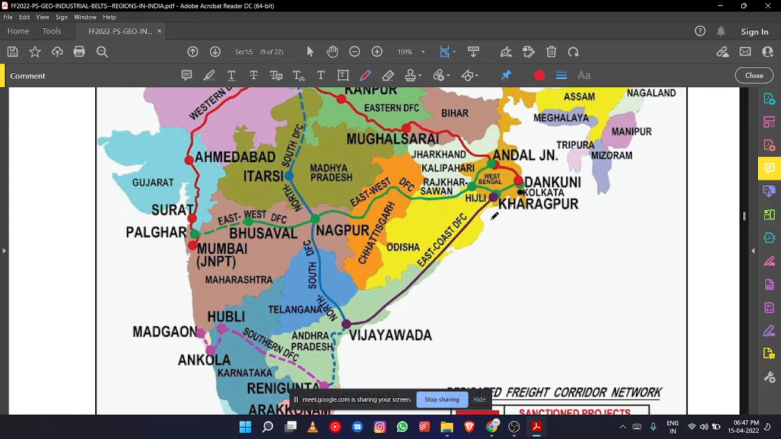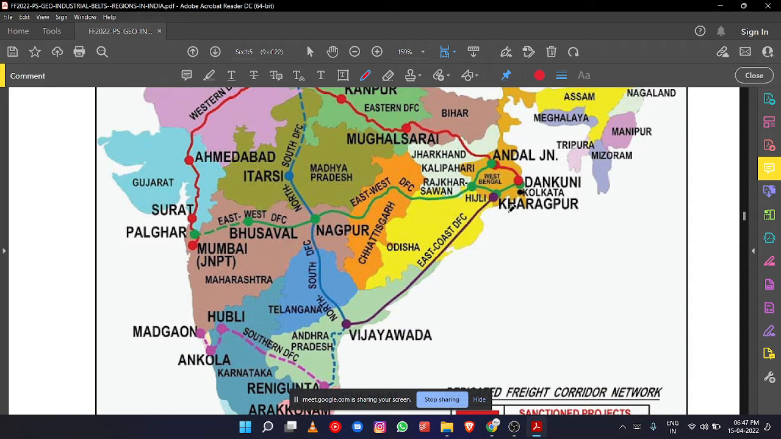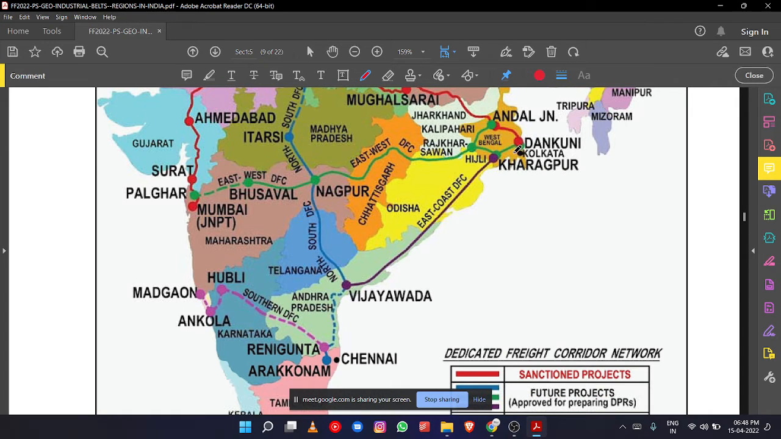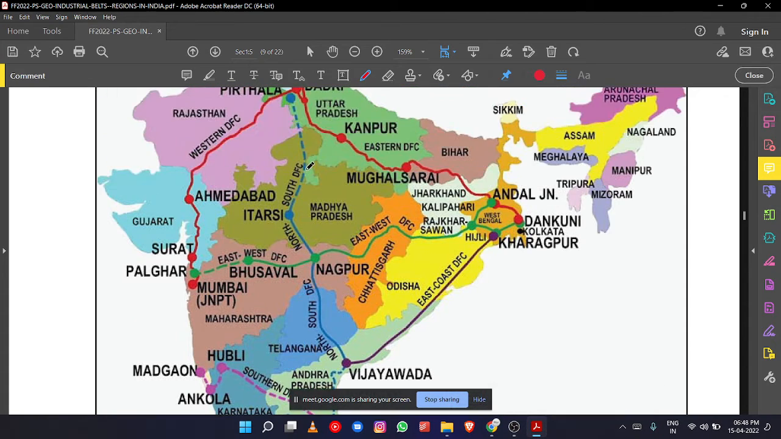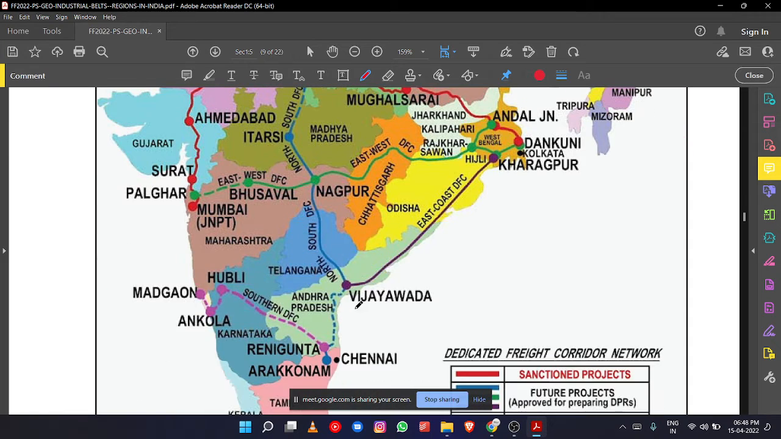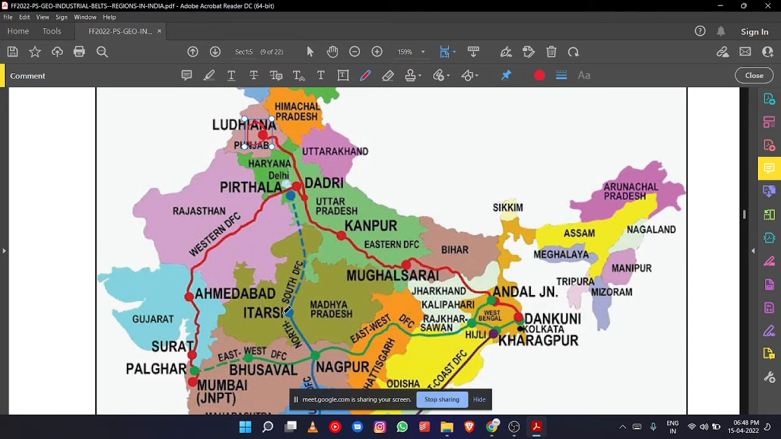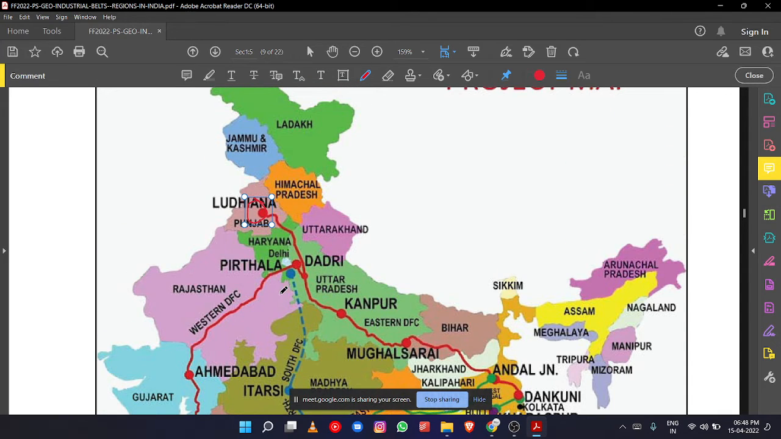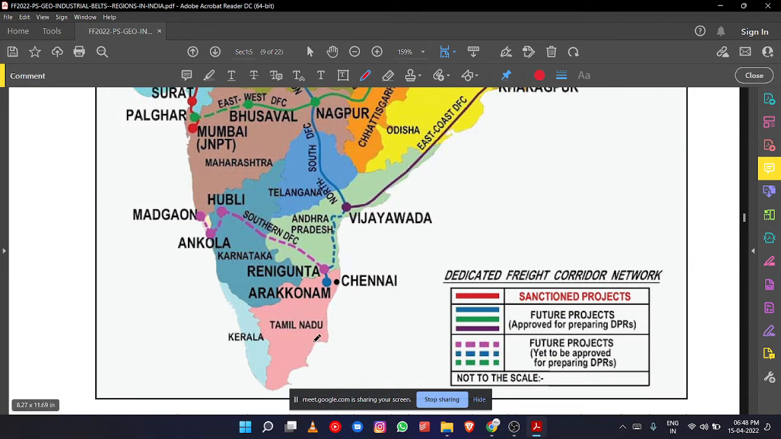These are the other areas, other smaller freight corridors are also present. From Mumbai to Kolkata, one freight corridor is there. From Vijayawada to Kharagpur in West Bengal, one corridor is there. From Chennai, connecting all the states via Andhra Pradesh, Telangana, Maharashtra, Madhya Pradesh, and till Delhi, one dedicated freight corridor is there. These are the future projects.